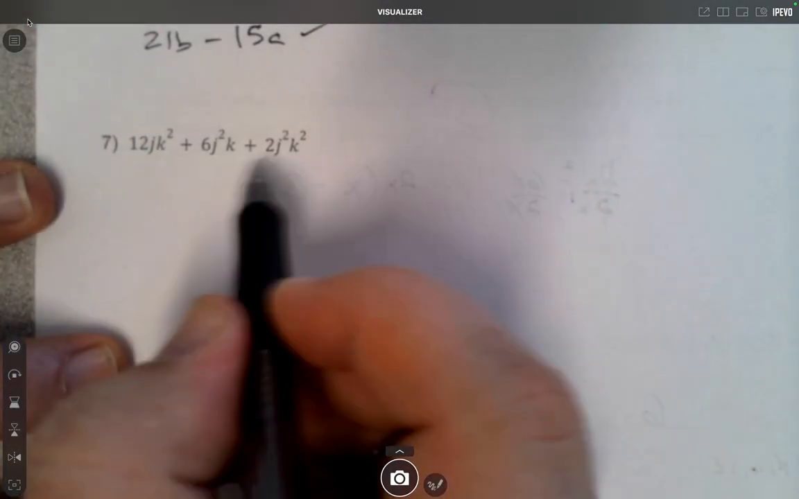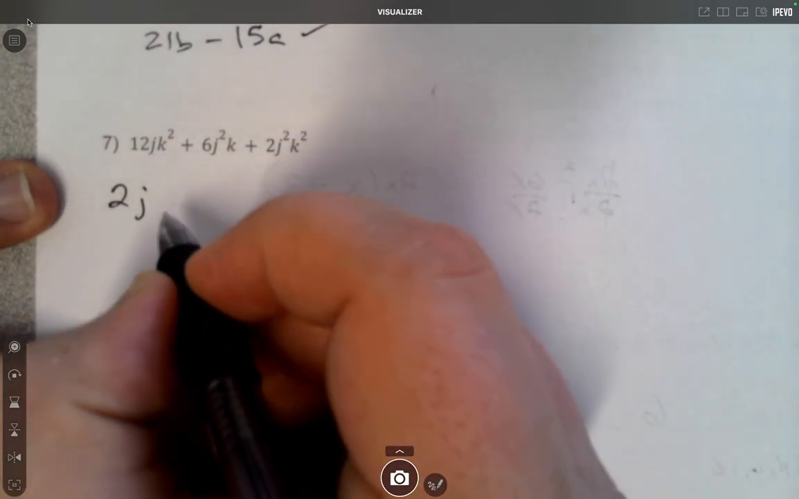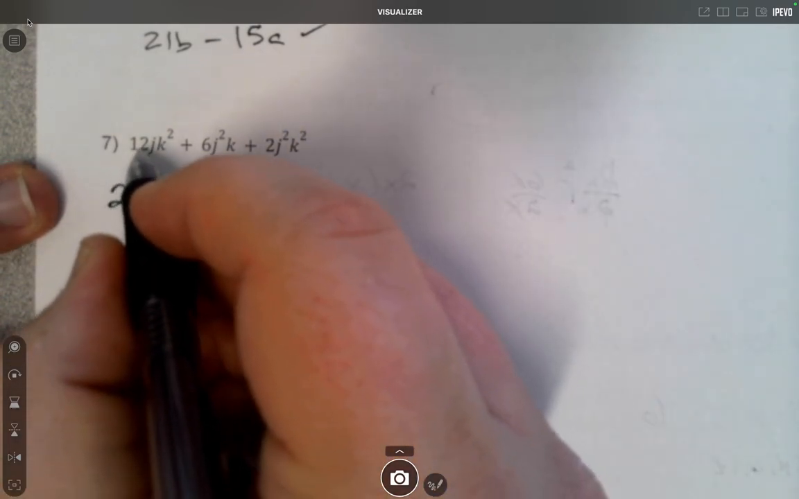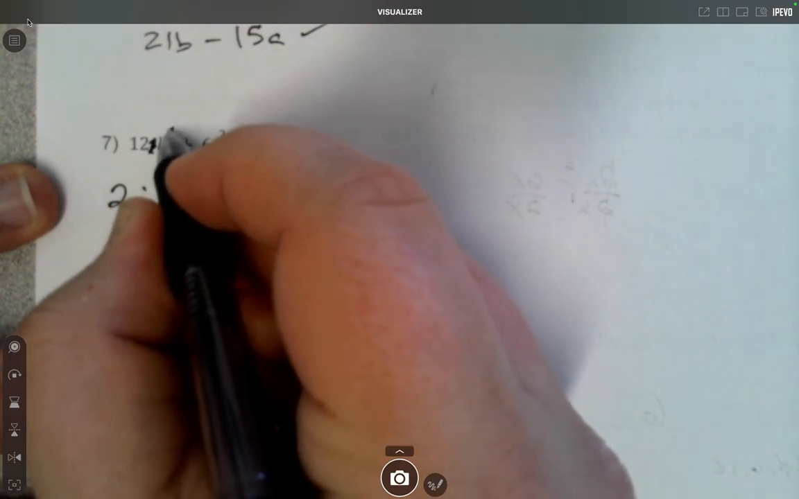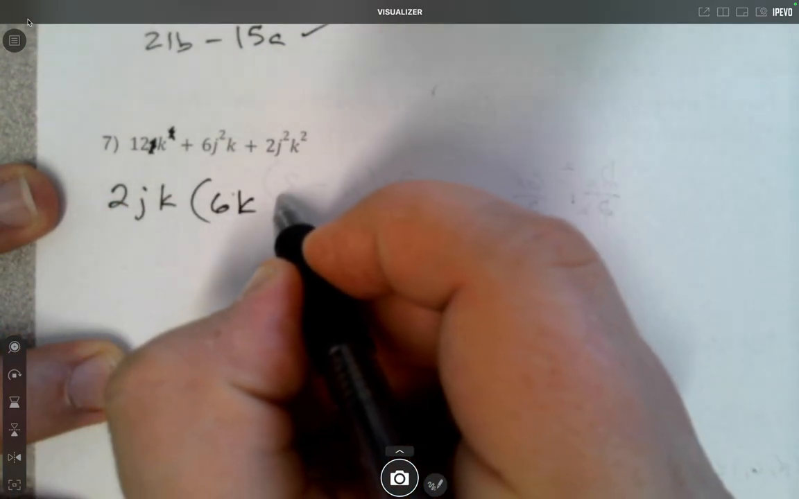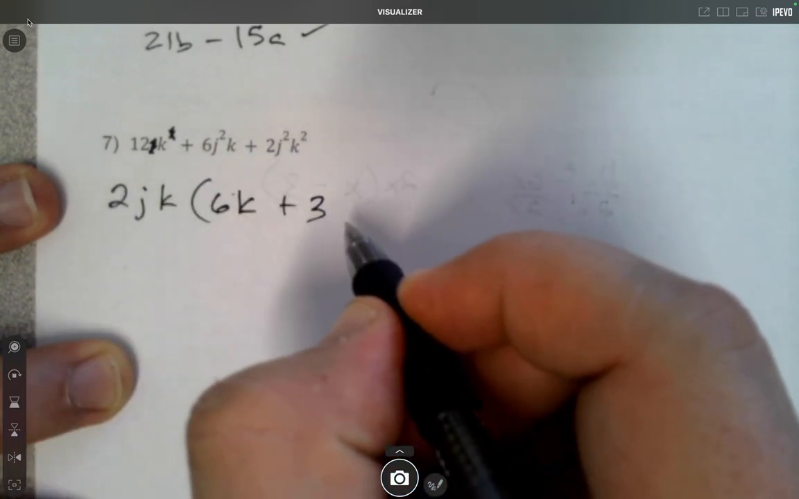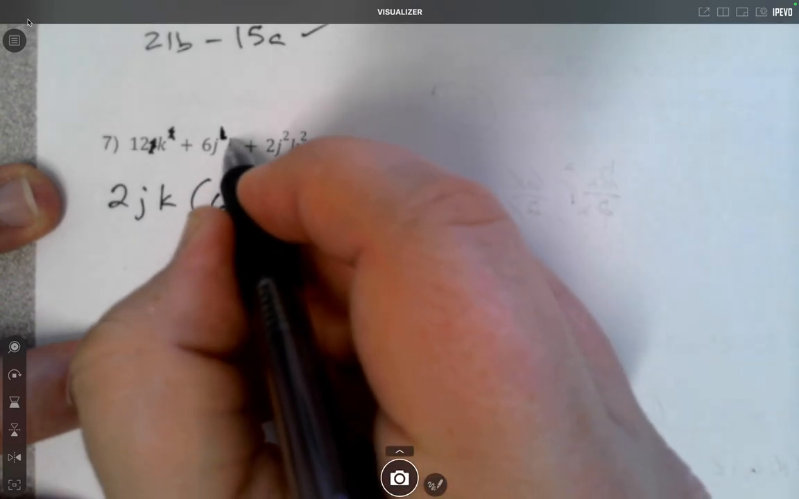Okay, last one. They're all divisible by 2. They all have at least one j. They all have at least one k. 12 divided by 2 is 6. Its only j is taken. One of its k's is taken. So one's left. 6 divided by 2 is 3. One of the j's is taken, leaving one left. The only k is taken.